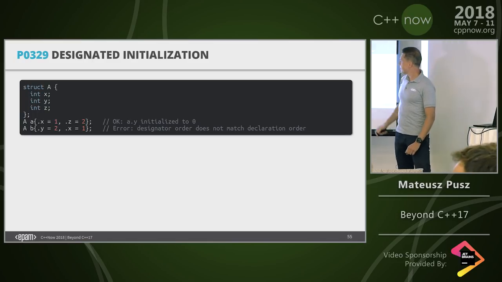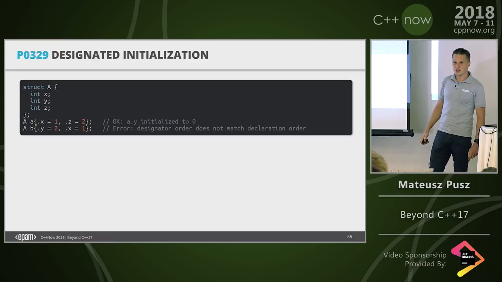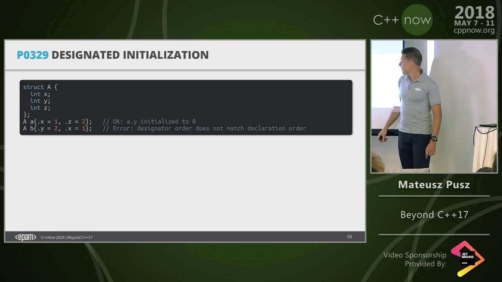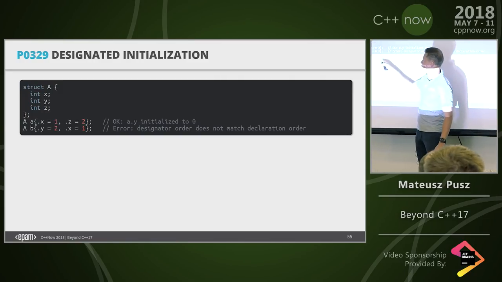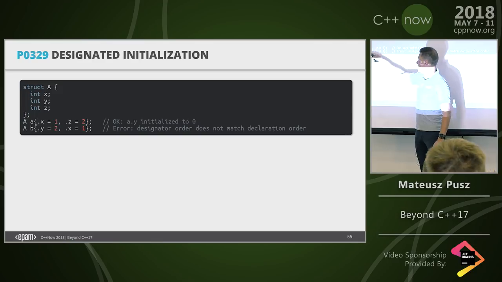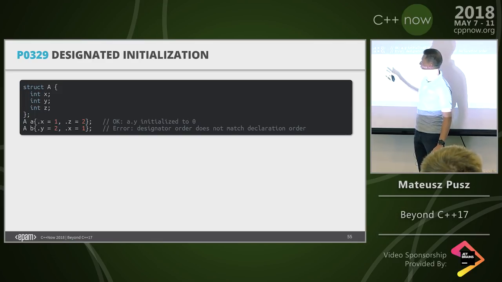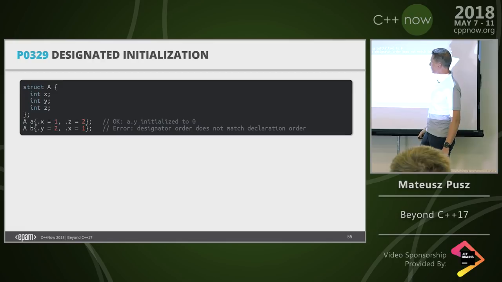Another feature that was introduced is something C-like. It's not exactly the initialization from C, but you'll be able to designate specific members of the structures you want to initialize. You may initialize X and Z here with some specific data, specific state. And in this case, the Y will be default constructed, so it will be initialized to zero. This will be zero initialized for the trivial type.